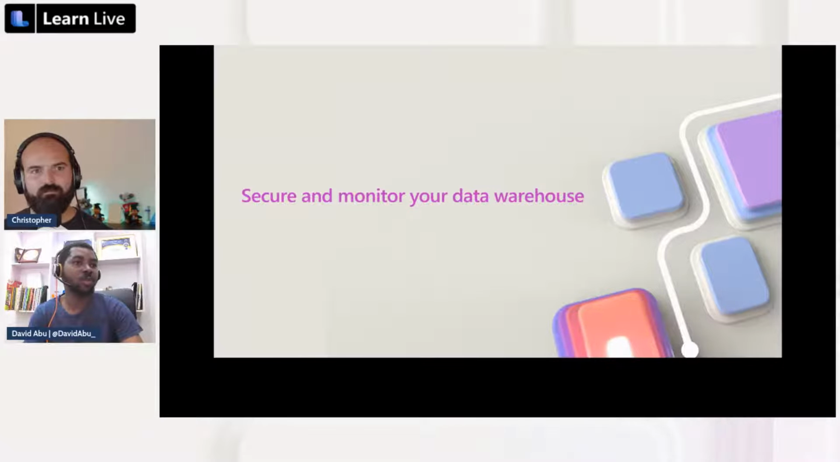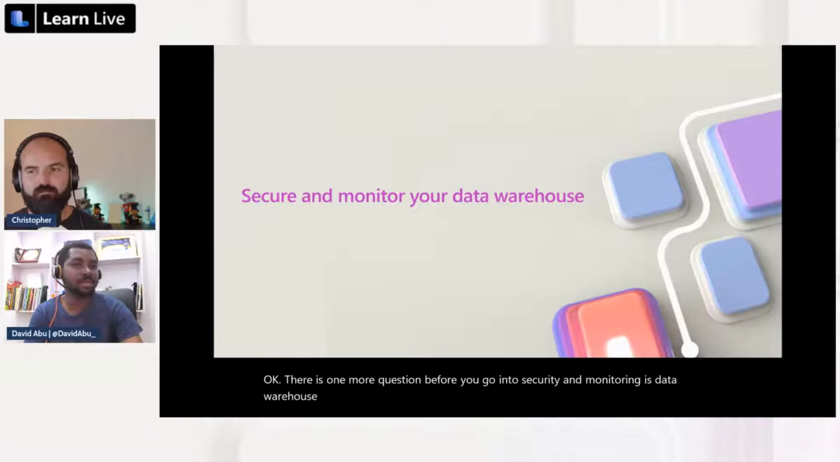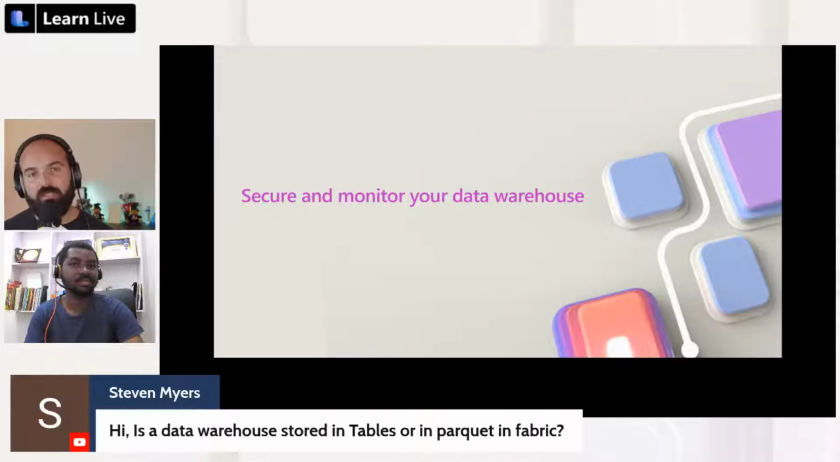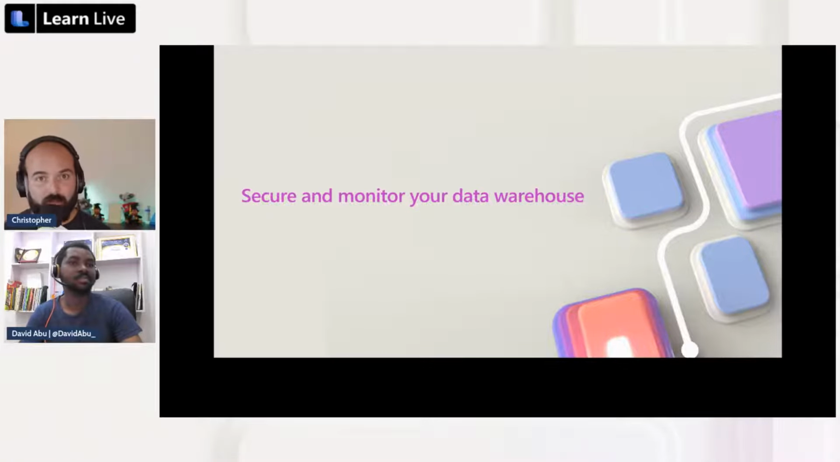Okay. There's one more question before you go into security and monitoring. Is data warehouse data stored in tables or in packets in Fabric? Data that you store in a data warehouse is behind the scenes stored as delta tables. Indeed, you can access every piece of data stored in the data warehouse as delta tables directly from the OneLake storage. Okay, great.